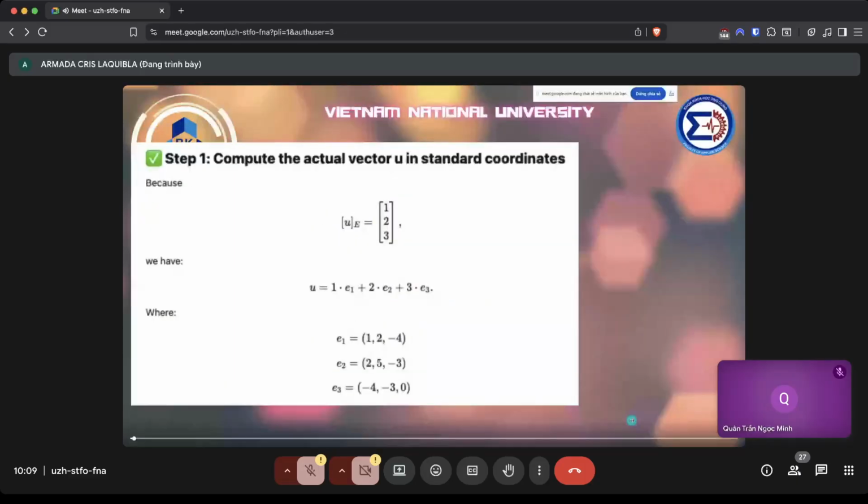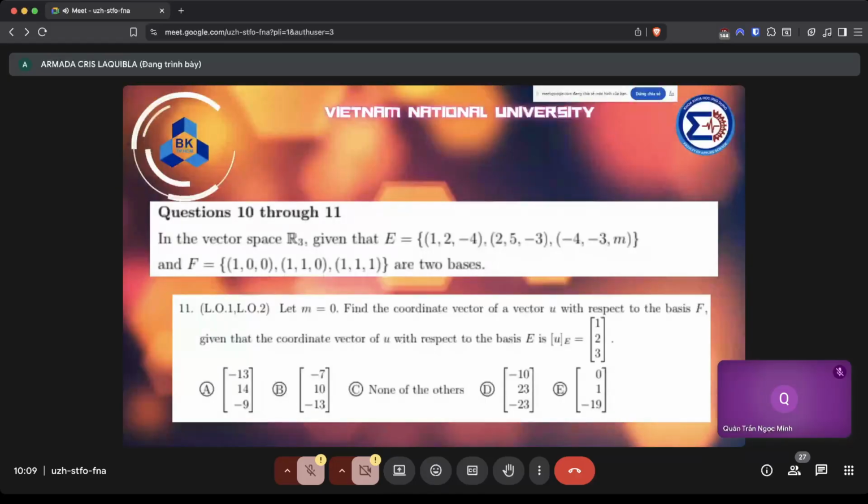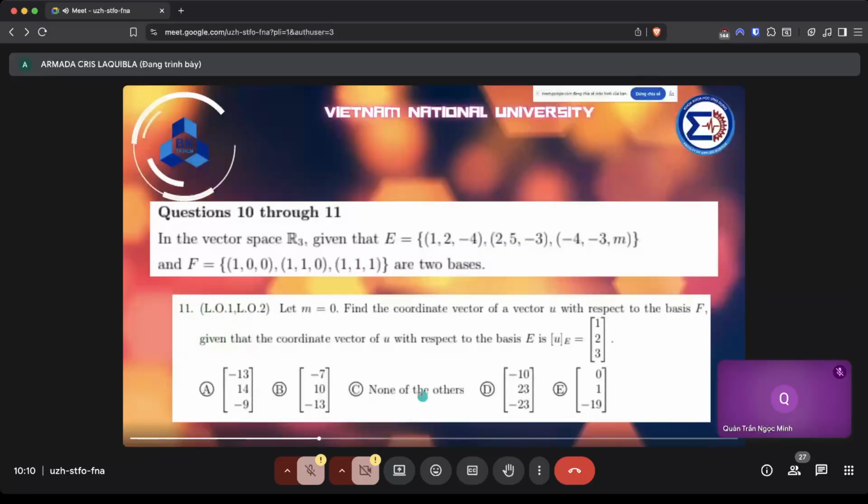And where is that in the choices? Negative 10, 13, 10. And it's not there, right? So you have to pick none of the others. Okay? Next.